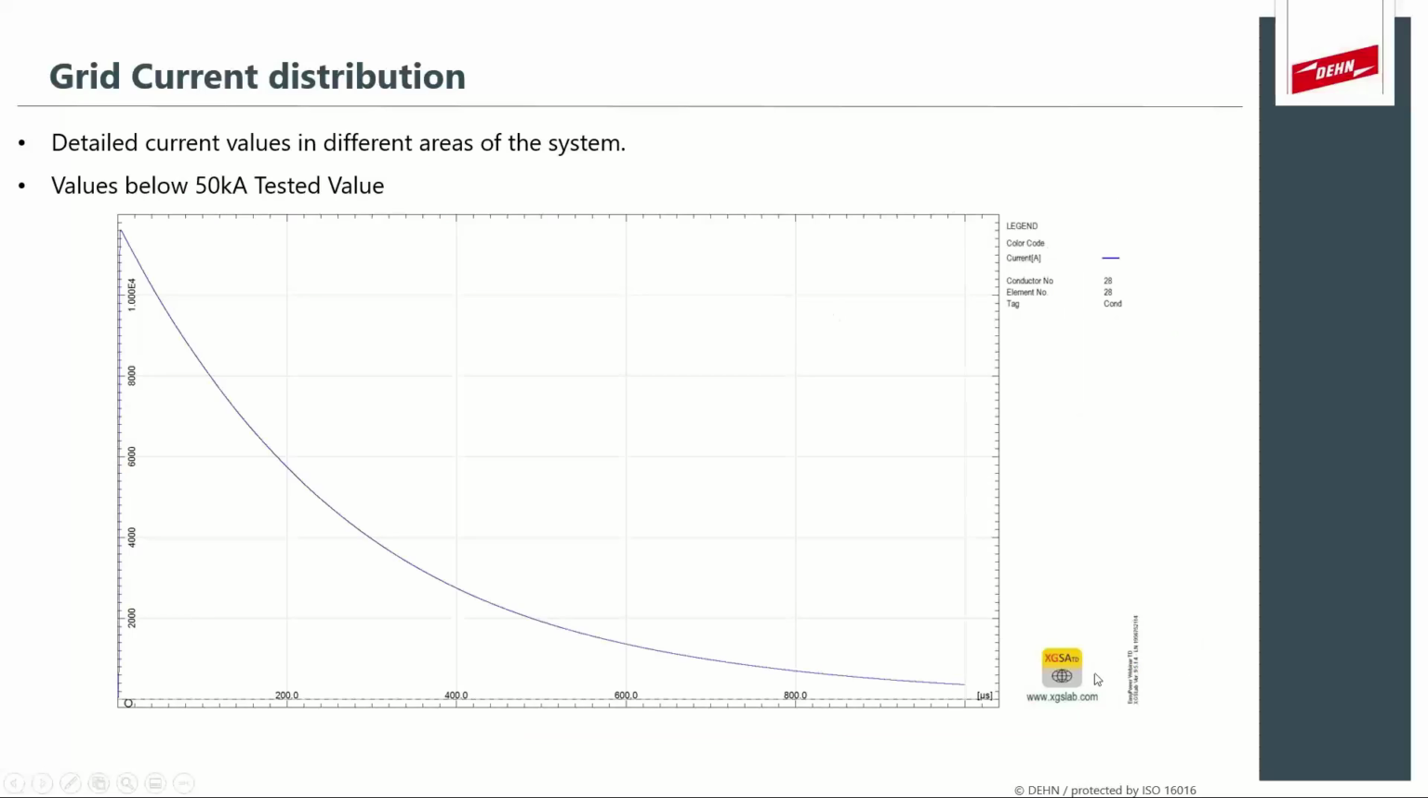And if we do that same time domain calculation on that conductor, we see it's a little over 10 kA. So that's the difference. But the main point is that in both cases, we didn't come near the 50 kA tested value of the component. So we know that none of our clamps that we use to connect the grid will be overstressed.